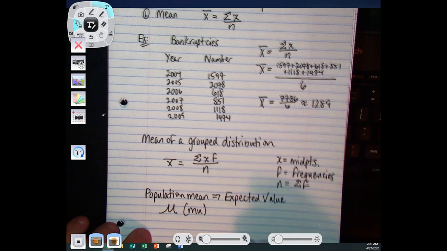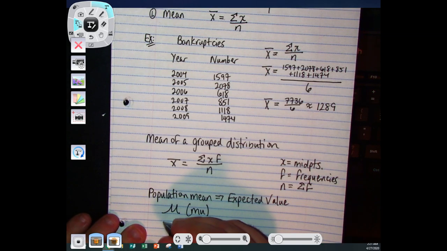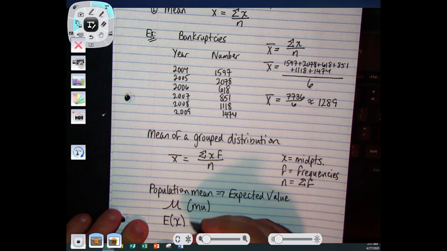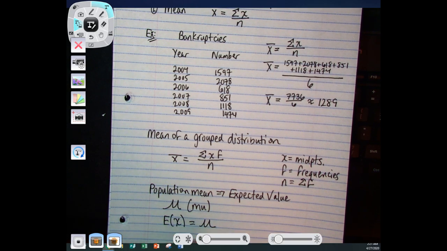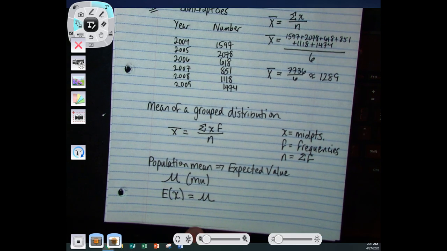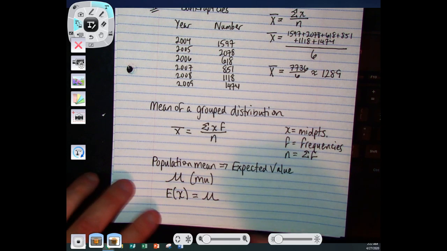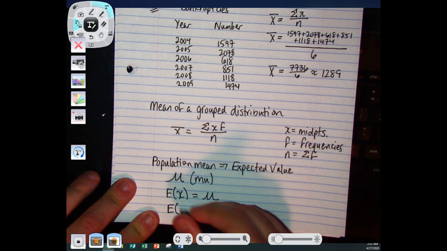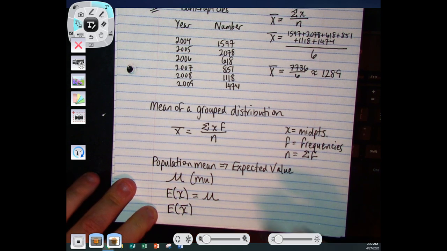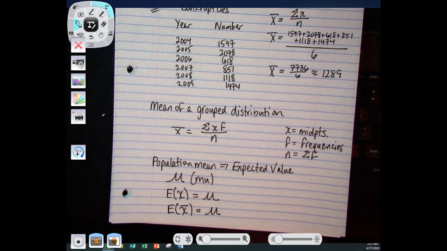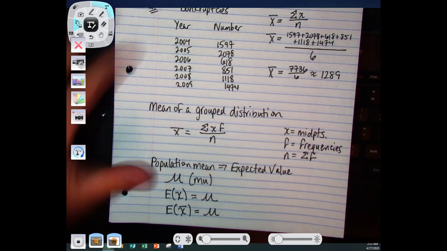So in this case, we can say that the expected value of a random variable x is equal to mu, the population mean. And we can even expand on that to say that the expected value of x bar, the sample mean, is equal to mu, the population mean. Okay, so that's talking about the mean.